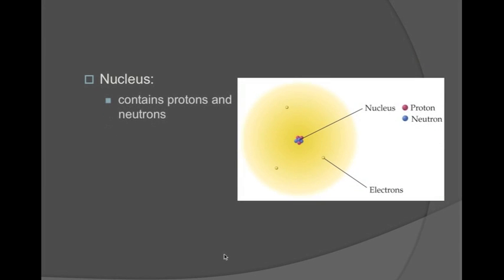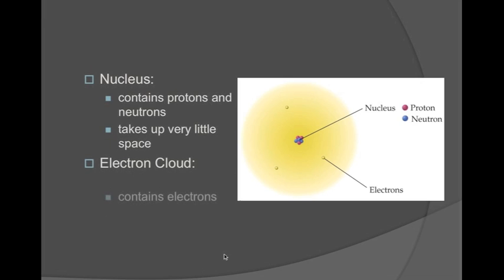Now, talking about the nucleus and its discovery, what we see is that the nucleus contains the protons and the neutrons. And it's a very small, tightly packed, dense space. Surrounding it, in that yellowish hue, is our electron cloud. The nucleus is right here, and our electron cloud contains our electrons.